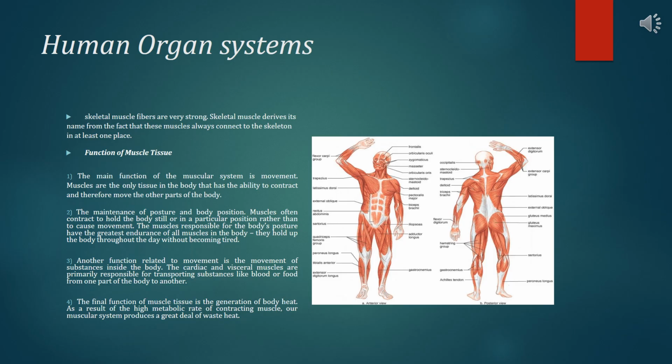Function of muscle tissue. The main function of the muscular system is movement. Muscles are the only tissue in the body that has the ability to contract and therefore move the other parts of the body.